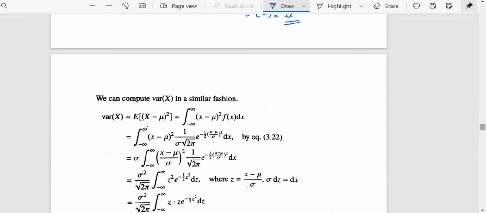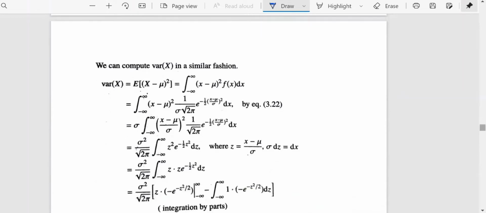Now the same way we can substitute (x minus mu) by sigma to be z, and hence you will get sigma dz to be dx. You will get sigma square by root of 2 pi times the integral from minus infinity to infinity of z square e raised to minus 1 by 2 z square.